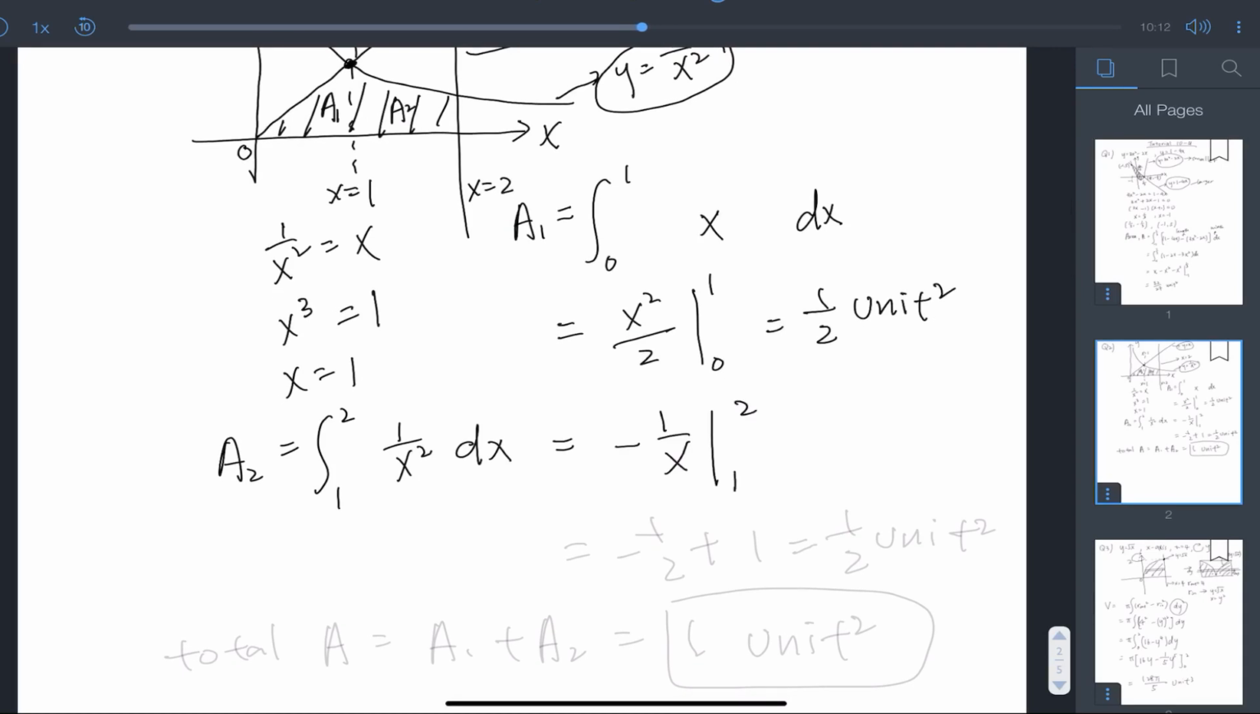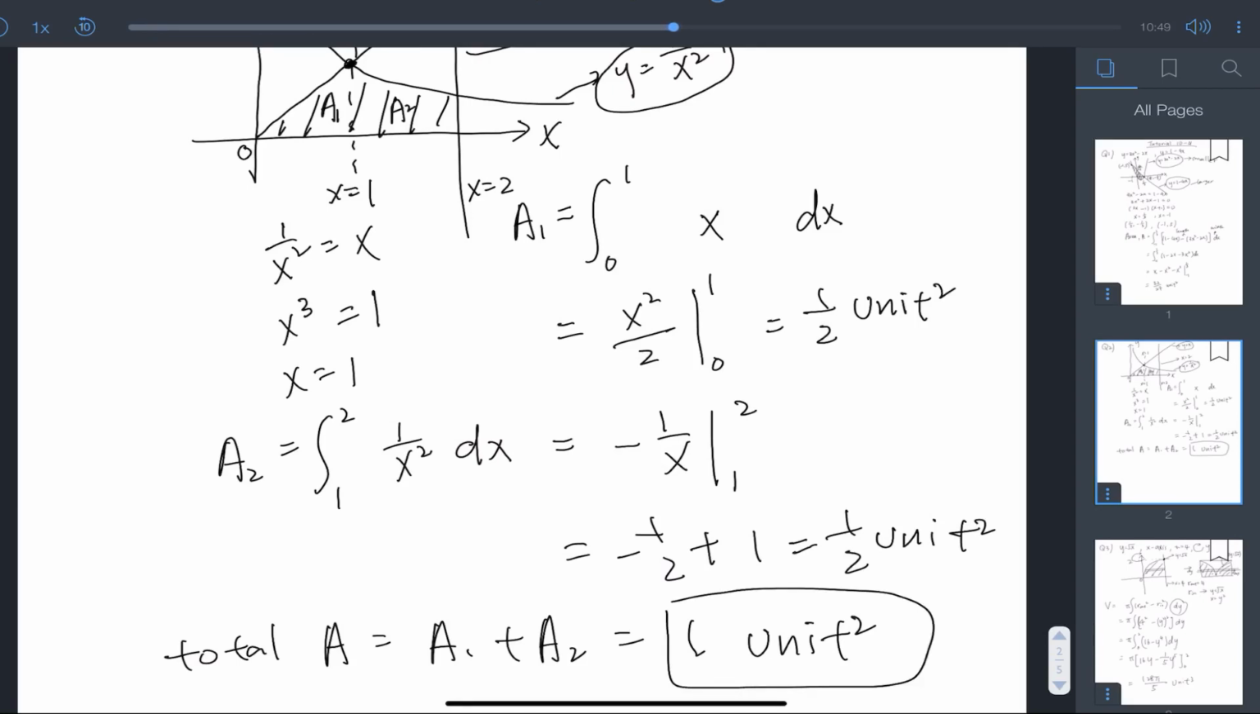Okay, and then found the solution for it, you get here this half unit square. So the total area is equal to A1 plus A2 equals 1 unit square. So this is the total area for the bounded regions.